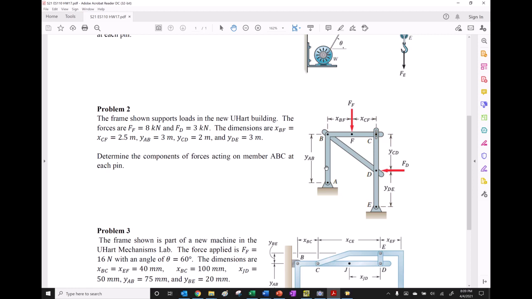You can see it's one piece, and it's connected to this other piece right here with a slot in it. And then this diagonal, it's got the forces FD and FF on it of 8 and 3 kilonewtons. And the dimensions, these two are both 2.5. This is 3 meters, here's 2 meters, and this is 3 meters. And we want to find the components of the forces acting on member ABC at each pin.